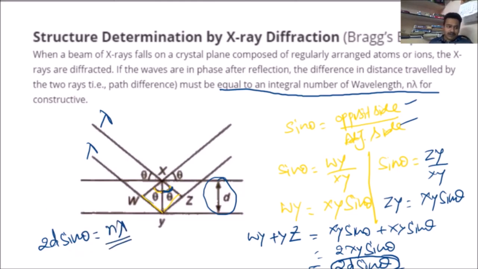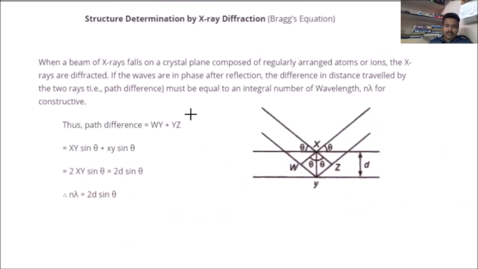Here that thing only we are going to explain in a clear manner. See the path distances: YZ, WY, YZ. This way you are going to find out. This is one triangle, this is one triangle. Using the formula, XY sin theta is coming. Both added means 2d sin theta is coming, that is equal to n lambda. This is what Bragg's equation is.